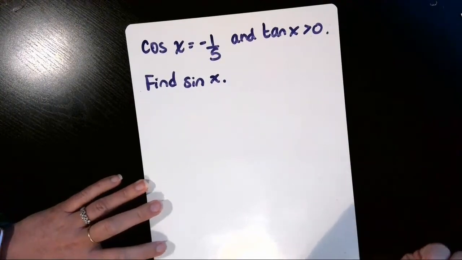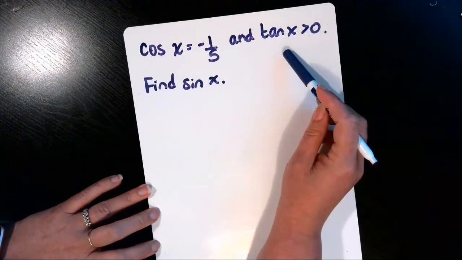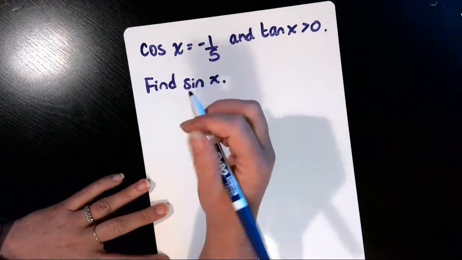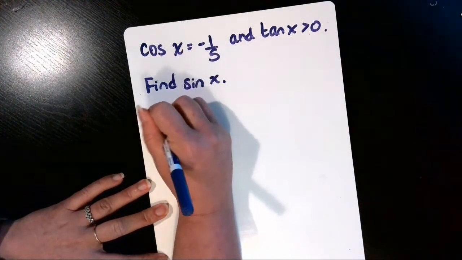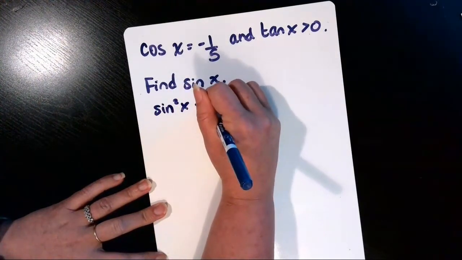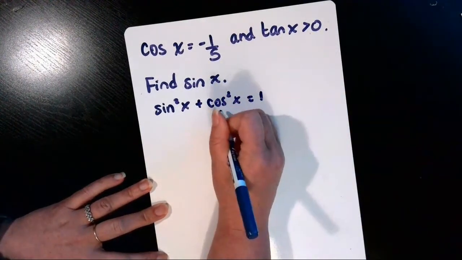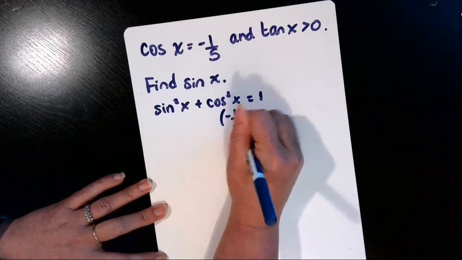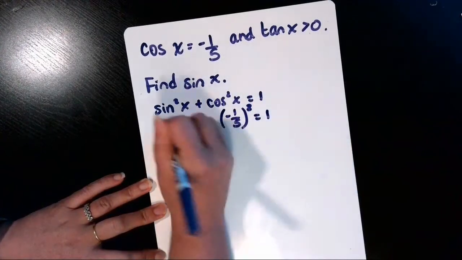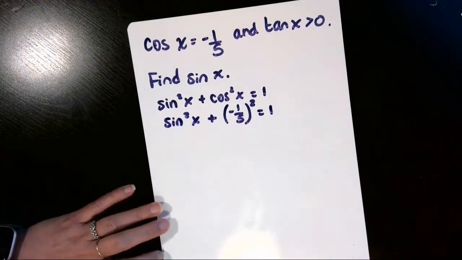Okay, so we are given that the cosine of x is equal to negative 1/5. The tangent is positive, and we want to find the value of sine x. So we're going to use a Pythagorean identity. Since the sine squared of the angle plus the cosine squared of the angle is equal to 1, when we substitute in negative 1/5 for cosine, and that gets squared, then we can solve for the sine.